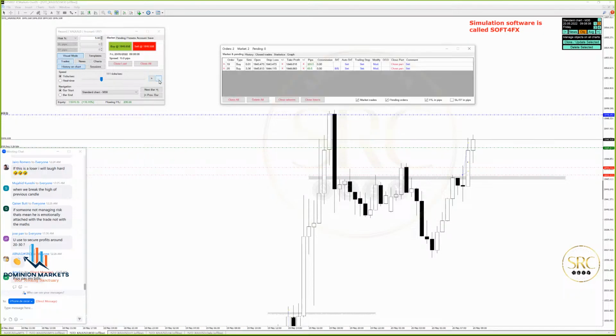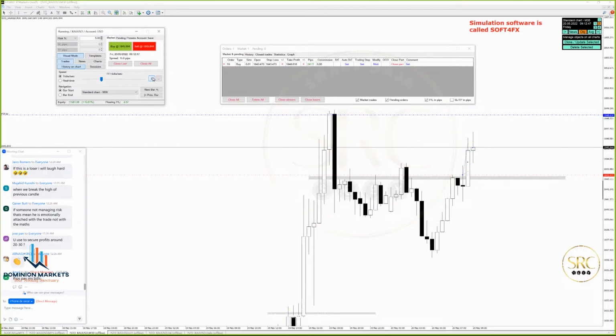Oh, yeah, this is way too risky. 5% is way too much. But still, we are running good. Oh, yeah, it's going to close this 5%. There's no need for this. So even doing simulations, I'm very, very careful.